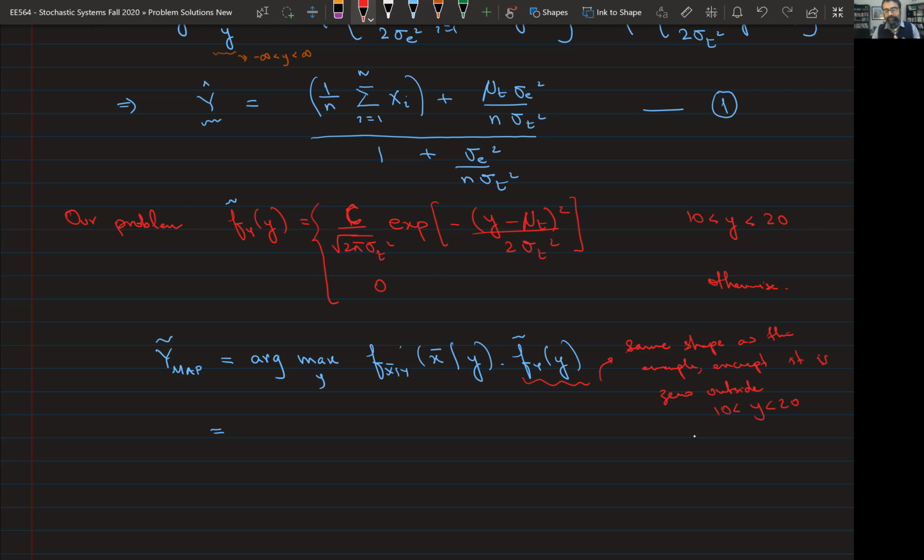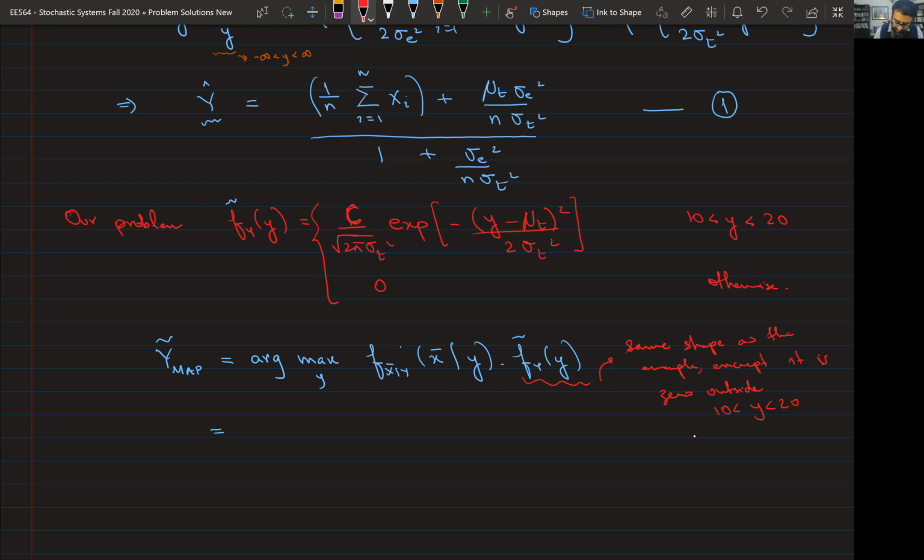If it's 0 outside of this interval, that means when I am doing the optimization, I will only have to look for the y which lies between 10 and 20, the optimum between 10 and 20, because I know that outside of this interval the objective function, which is just a multiplication of these two, is going to be equal to 0. Because I'm maximizing, and 0 is the minimum value I could get since these are all positive numbers, I have to restrict myself.